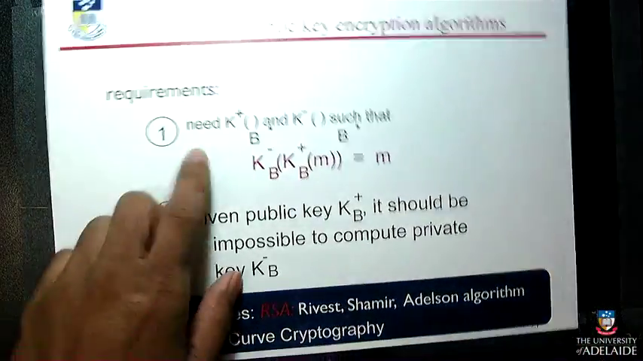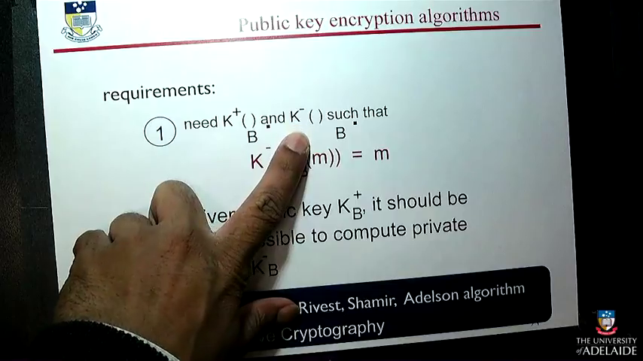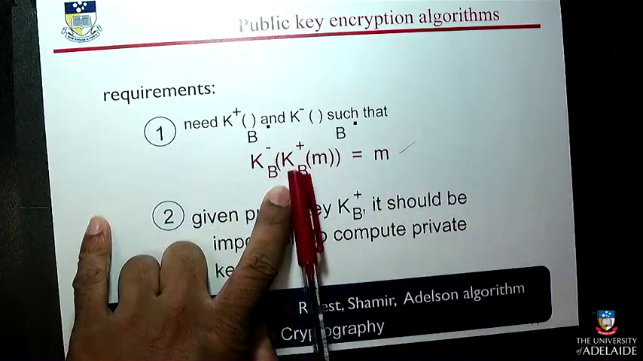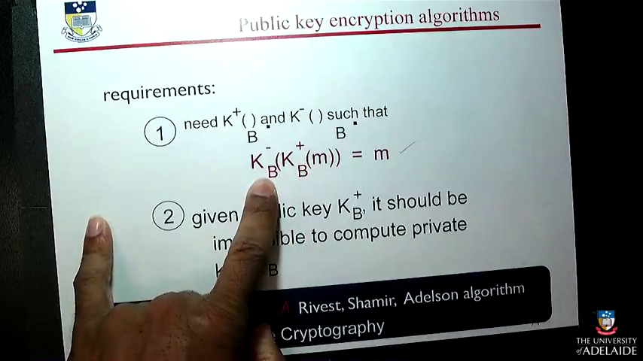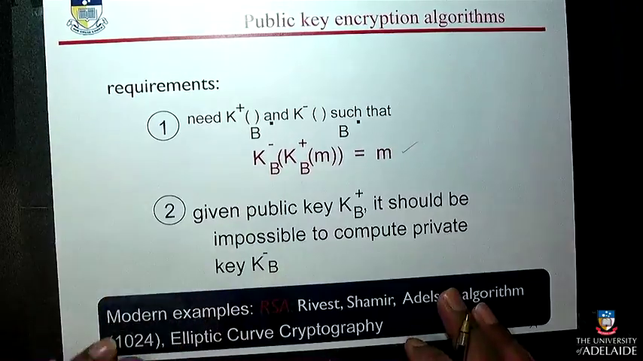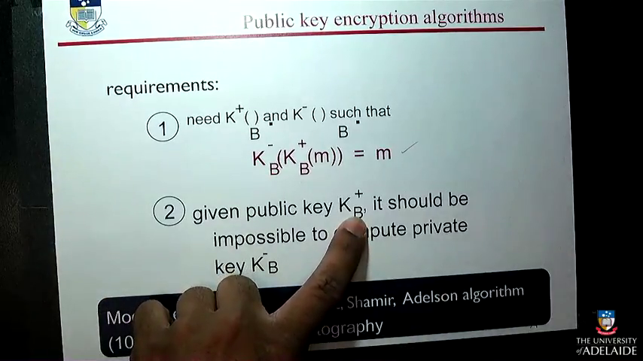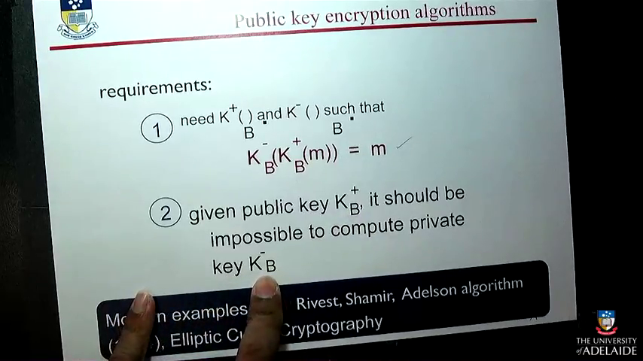Just a bunch of stuff real quick. The requirements are, of course, we need K+, which is a public key, and K-, which is a private key, such that this is possible. It's quite obvious: if you encrypt with a public key, you must be able to decrypt with a private key. That's a requirement for a public-private crypto system. And given the public key KB+, which is exposed to the entire planet, it should be impossible to compute the private key. Otherwise, you're screwed, yeah?